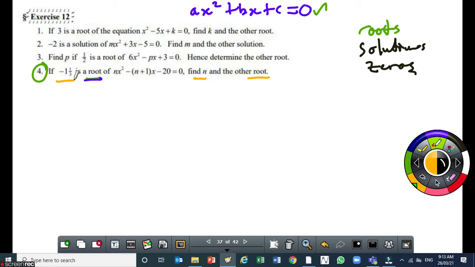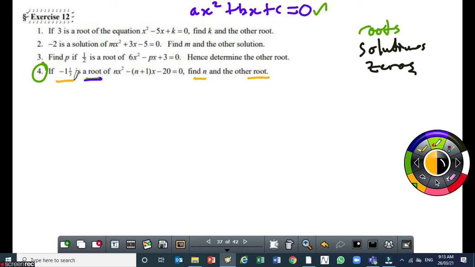Remember, when you solve the quadratic equation, you get 2 solutions. So for this question, 1 is given, the second one is not given. For you to be able to determine the second one, you need to know the value of the constant n. So we have to find n first, and finding n is not difficult. We use the root that's given, minus 1 and a third. We substitute where there is x. Remember, don't forget that this minus 1 and a third is an x value. That's very important for you to know. The question won't tell you that it's an x value. You are expected to know that it's an x value.